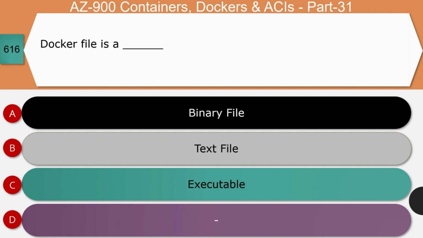Next question. Docker file is a binary file, text file, or an executable. The right answer for this question is text file. A Docker file is a script that contains instruction for building Docker image. It's a text file that contain commands needed to assemble an image.